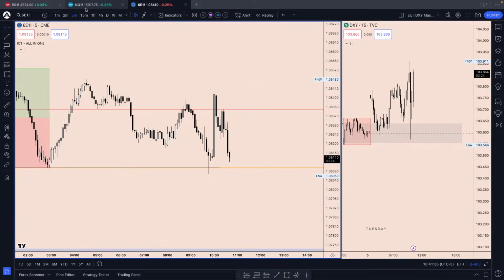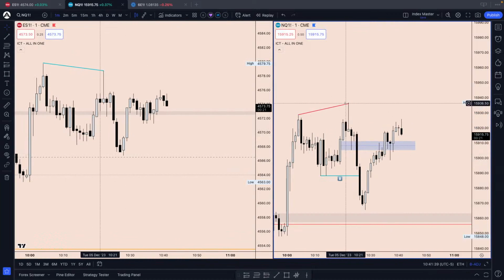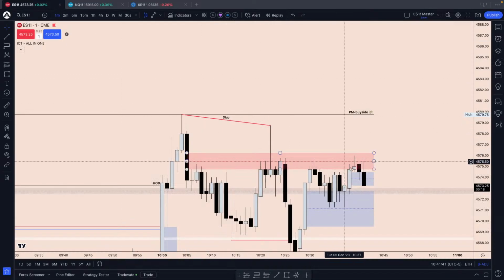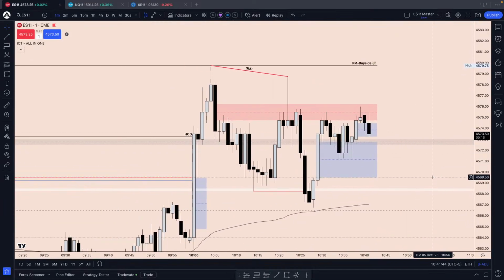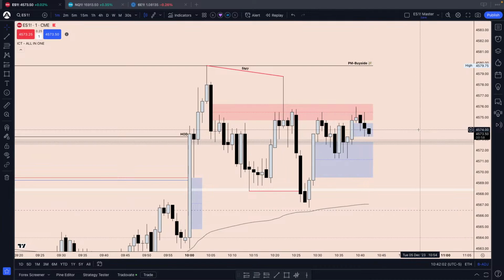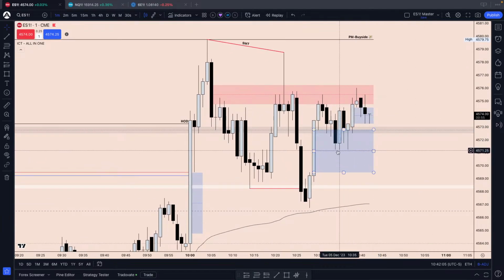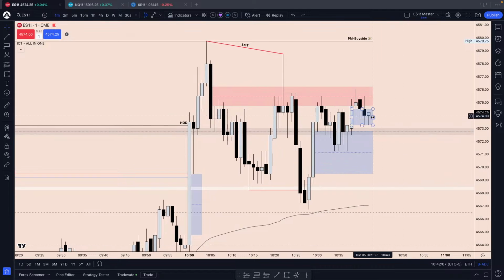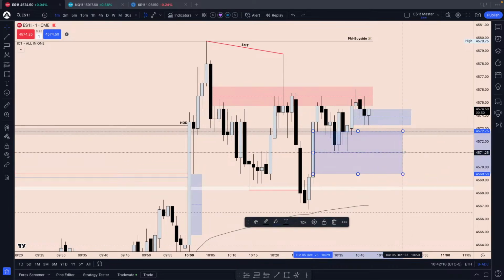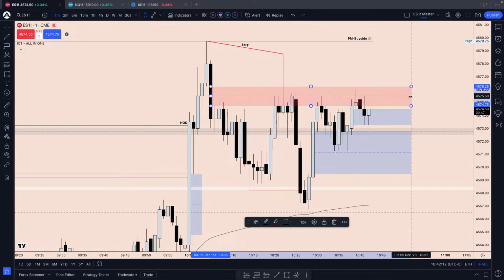EU continuing lower. NQ struggling. So let's see where we're going to close. Still holding that consequent encouragement. Short-term low. And our bearish value gap, let's extend that.